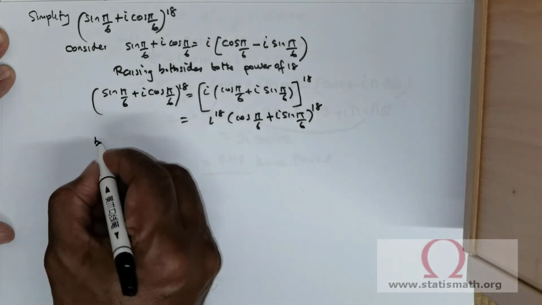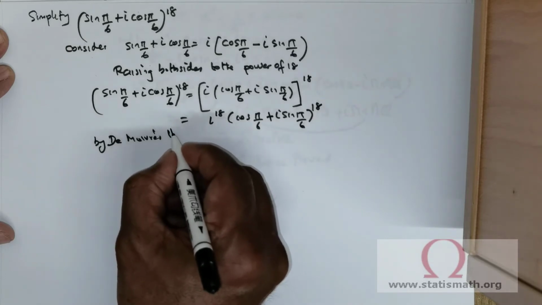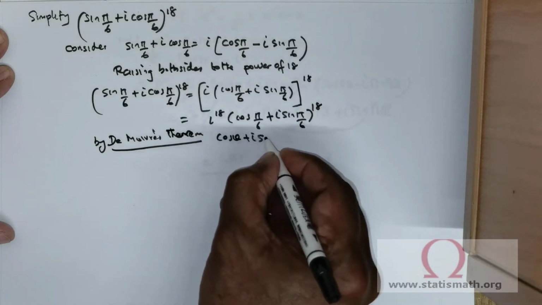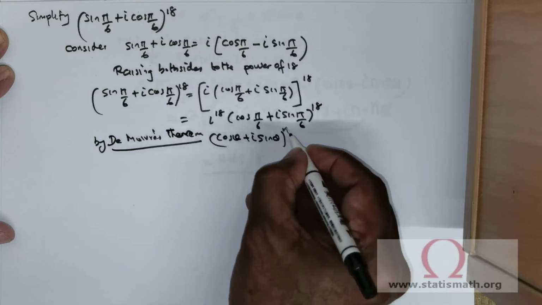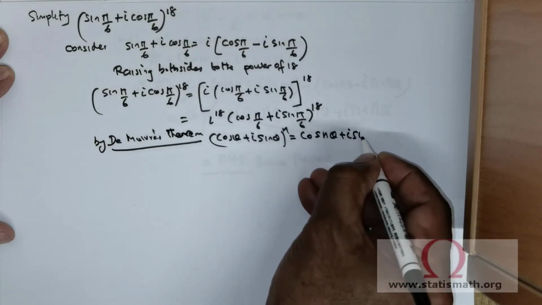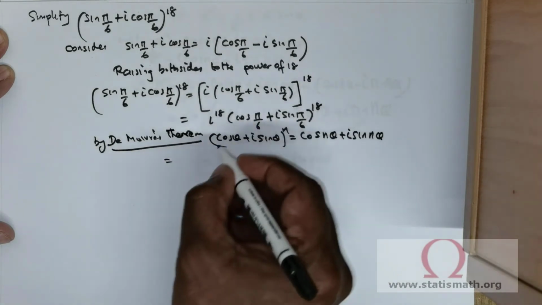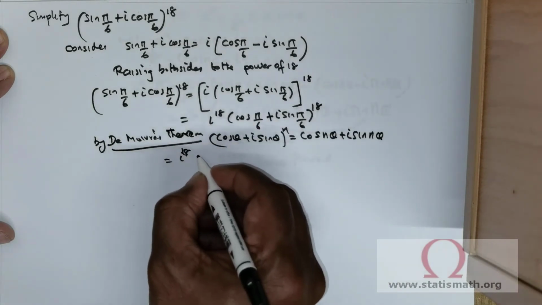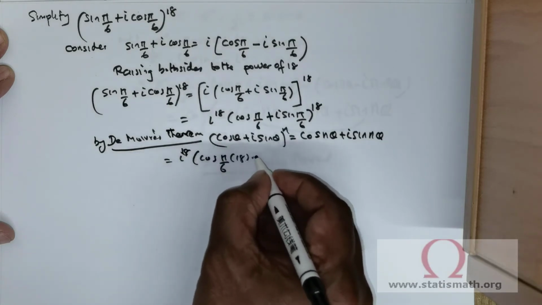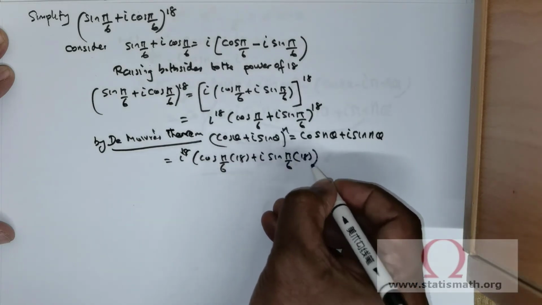Now from de Moivre's theorem, we know that (cos θ + i sin θ)^n can be rewritten as cos nθ + i sin nθ. So by this theorem I'm going to rewrite this quantity as i^18 times (cos(π/6 × 18) + i sin(π/6 × 18)).